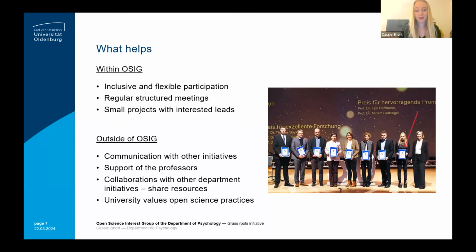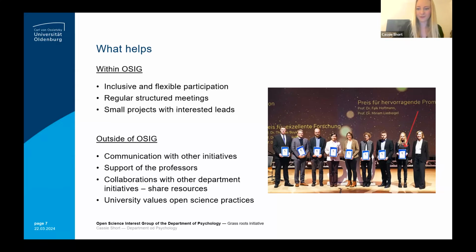And then outside of the OSIG, we also communicate a lot with other initiatives around the department. So we mentioned our device center, and also research training groups who tend to have quite a lot of resources or funding. We say, we're happy to educate and get involved and share our knowledge with you if you can fund, for example, the workshop or the speaker to come. And this seems to work pretty well. And I think that's because we have the support of the professors, and also it aligns with the university values. And you can see this in the photograph here.